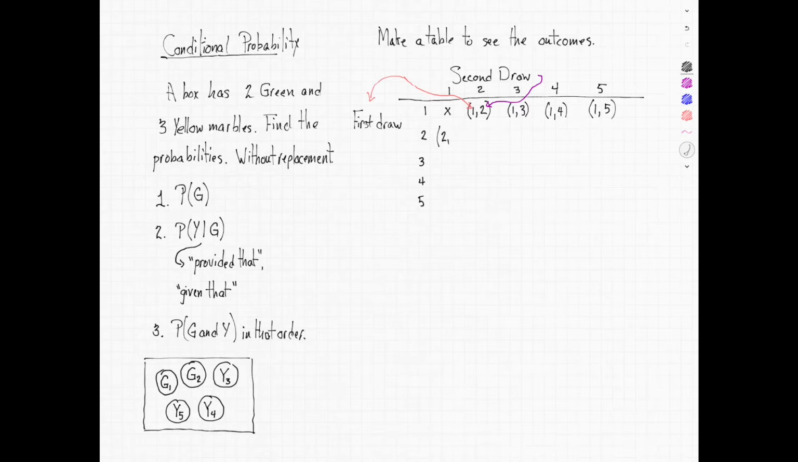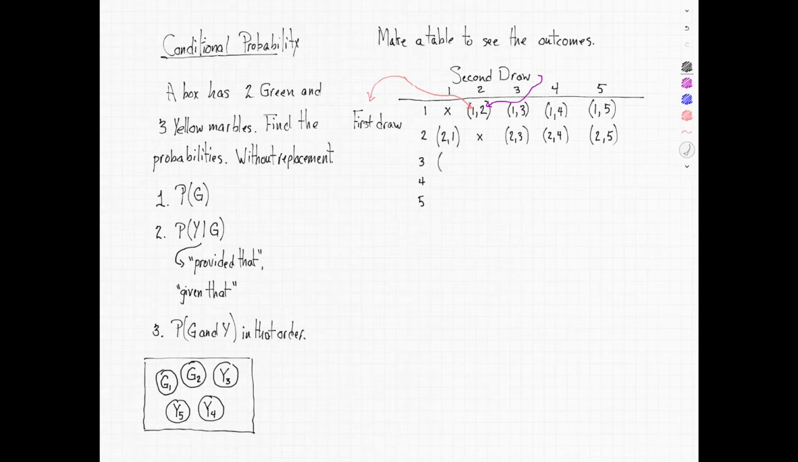Now let's try it again. This time I first get a 2. But then I could get the 1, the other green one. Now remember, I can't have doubles. Can't get the green one twice because it was already pulled out on the first draw. But I could have a 2, 3. I could have a 2, 4. And I could have a 2, 5. Remember, 2, 5 means that I first drew the green 2 and then I drew the yellow 5.